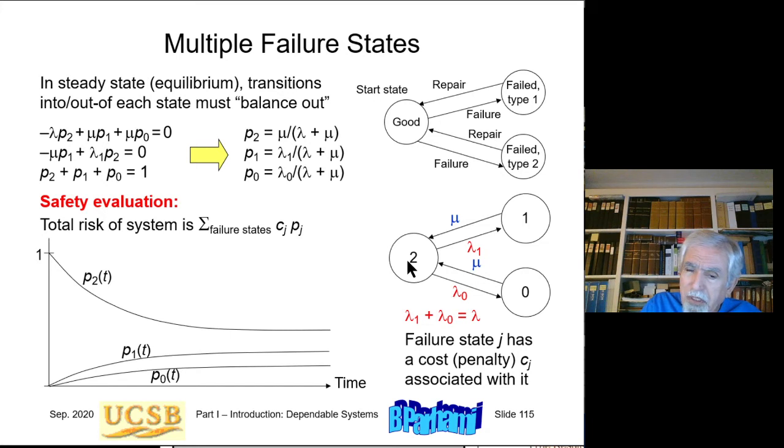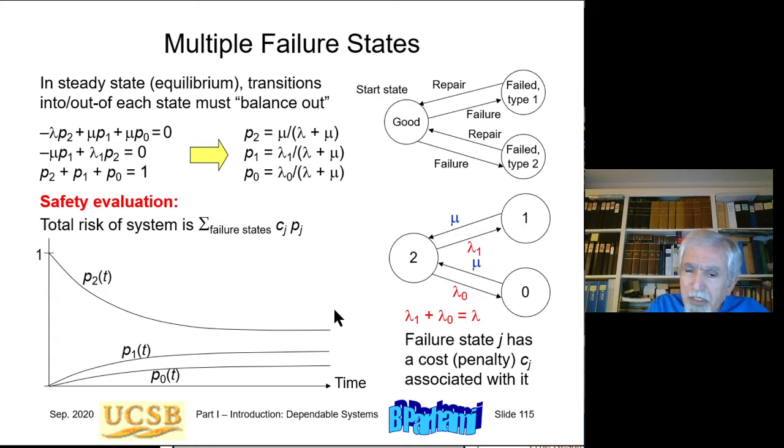2 is the operational state. 1 maybe is the failed safe state. 0 is the failed unsafe state. Okay, as an example, it can be any two states.